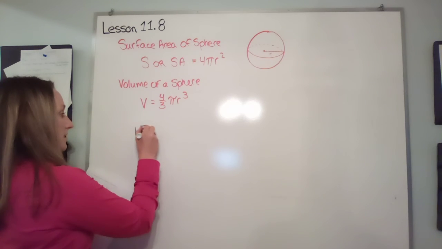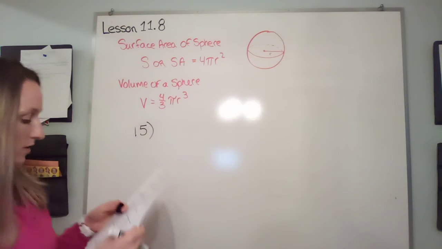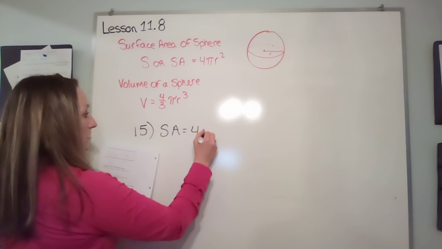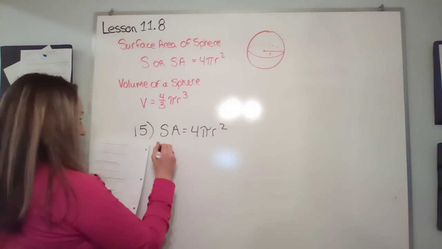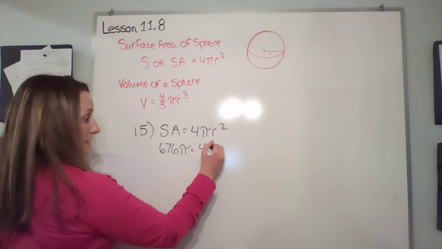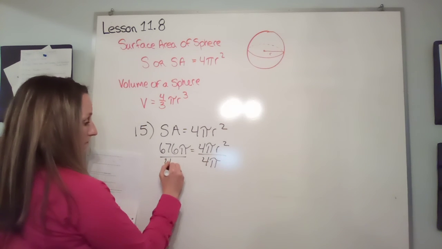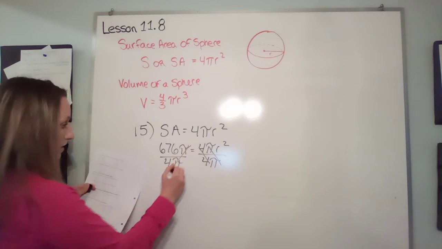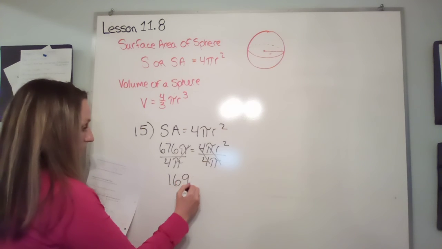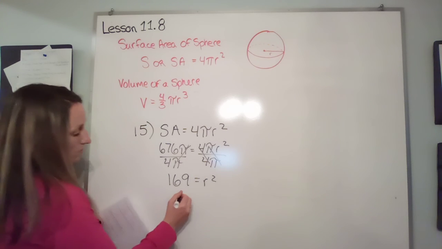For number 15, it says find the volume of the sphere with the given surface area. So again, start with the fact that you're given the surface area, which is 4 pi r squared. And the surface area is given as 676 pi. So that's going to, just like the last few problems I did, allow you to solve for r. So divide both sides by 4 pi. All right, 676 divided by 4 is going to give you 169 is equal to r squared. Square root both sides, and r is equal to 13.